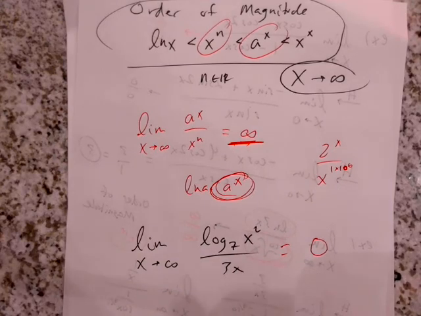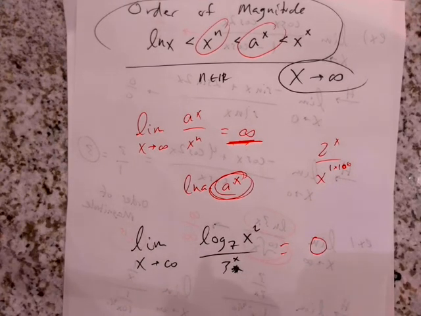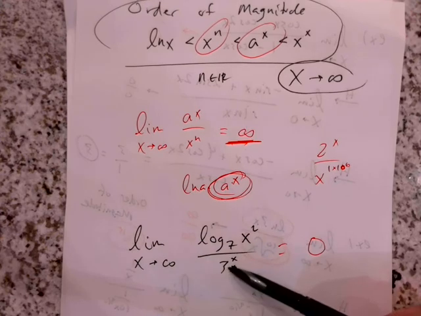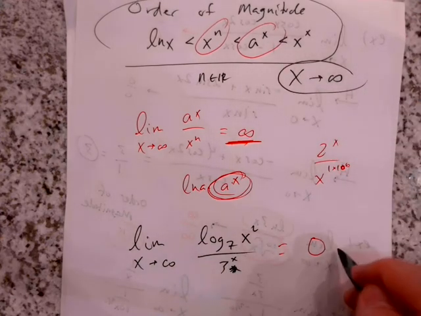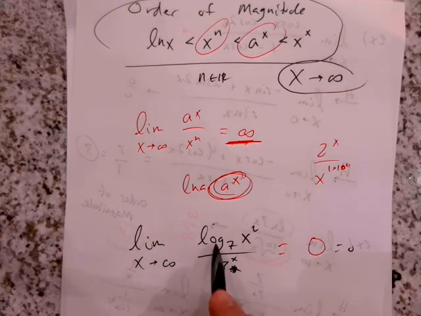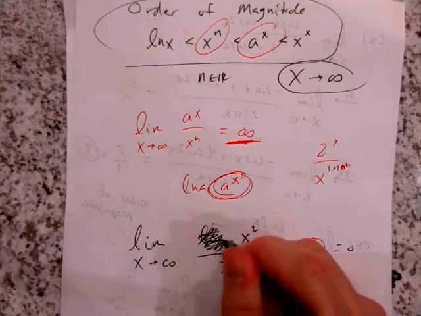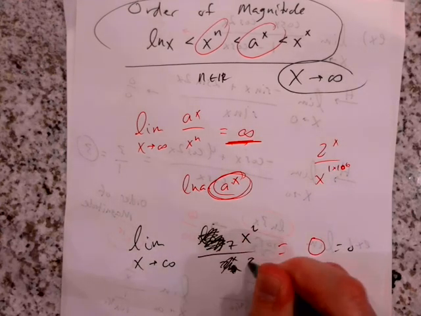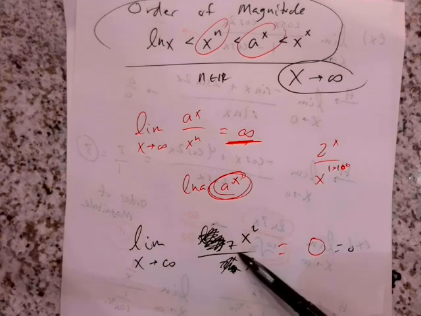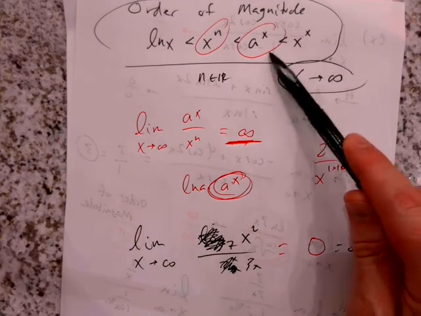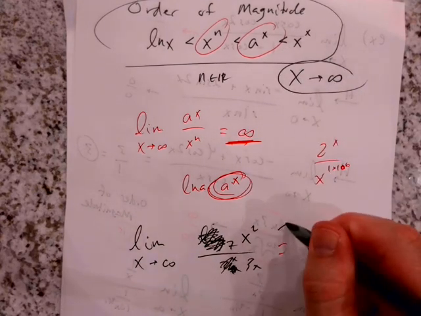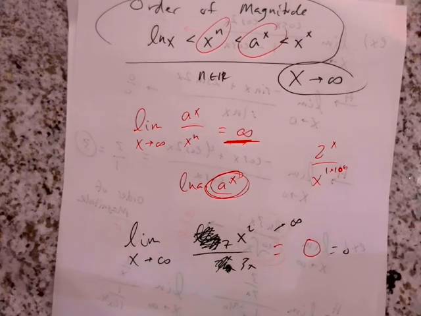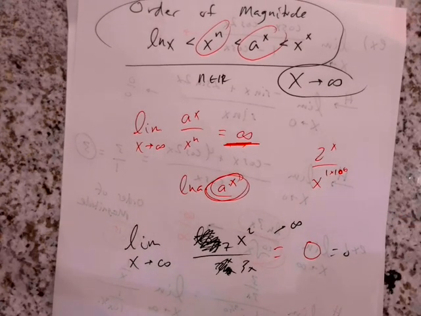But if it was 3 to the x, well, now that's an exponential term. Oh, it's still bigger. It still goes to 0. If it was 7 to the x squared on top over 3x, now you have the bigger function on top, the exponential function. This one goes to infinity. So it's a helpful thing to keep in mind, the order of magnitude.